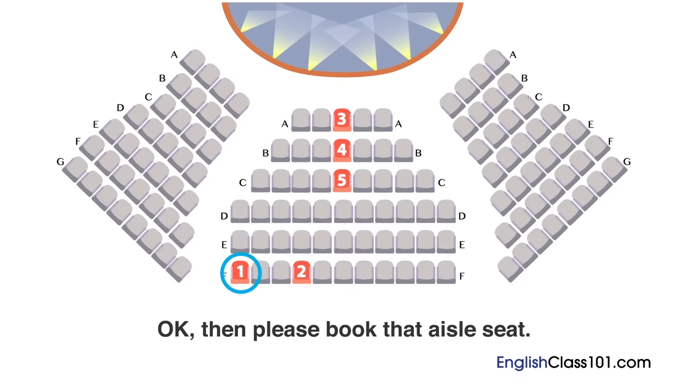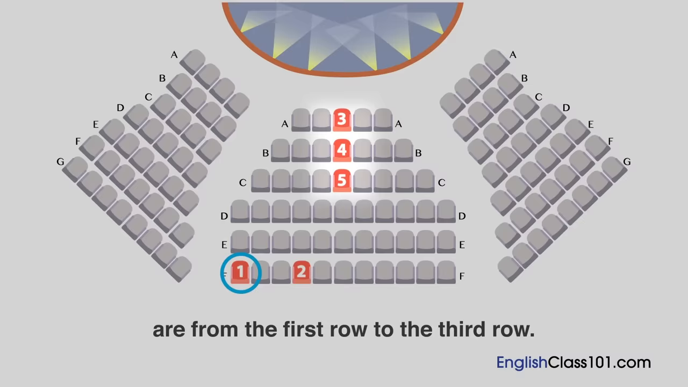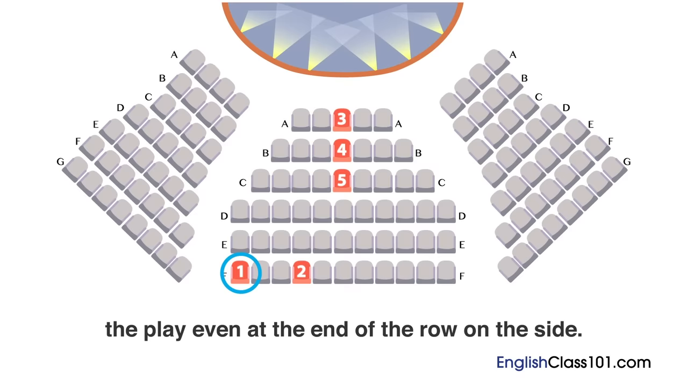Certainly. How about the other one? Do you have any seats near the center? The only center seats we have left are from the first row to the third row. I'm not too crazy about having actors spit on me, so... This room is relatively small, and I think you could enjoy the play even at the end of the row on the side. Is that so? Then I'll take the one you mentioned before on the left side.